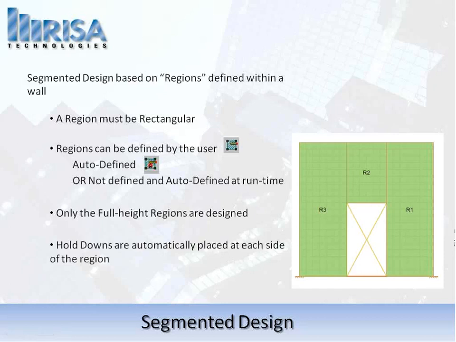Then the hold downs are automatically placed on each side of the region, and this is for segmented, as you'll see here. There's just going to be a hold down that pops on the bottom of each side of these regions.